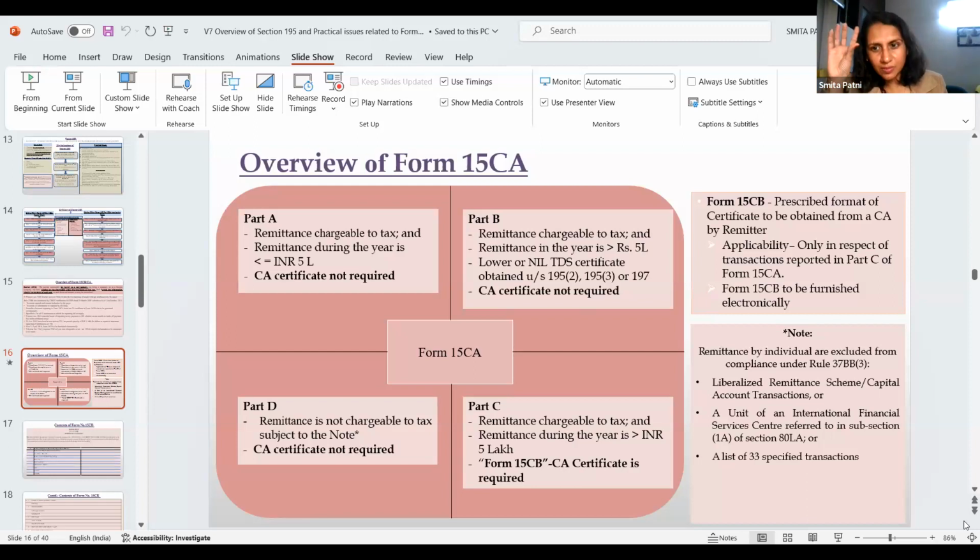So they have specified LRS or capital account transactions as per the FEMA-CAT 2003 regulations. Then the new category which has been added is IFSC. If you are a unit holder of an IFSC and any payment is made by the IFSC to a non-resident under section 80LA, then again it is exempt from tax. Third, they have specified 33 specified transactions only, where 15CA is not required.